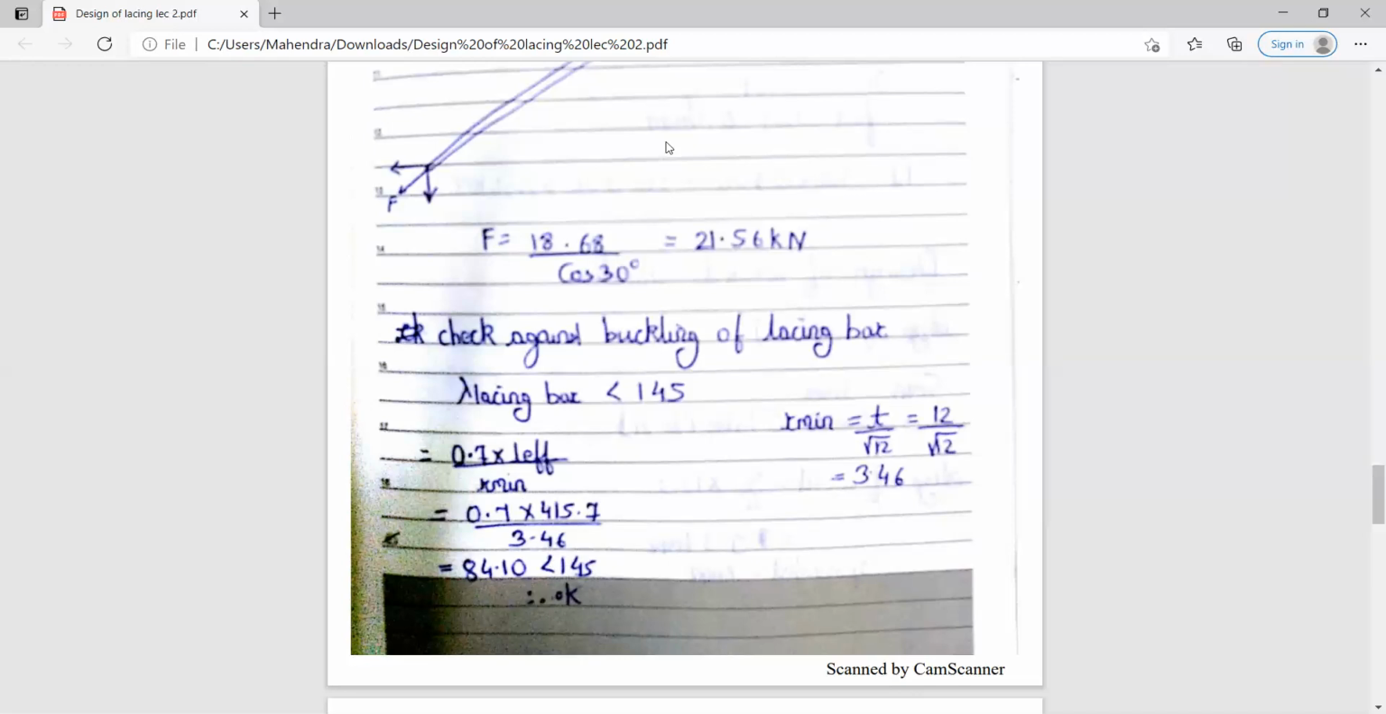Yes, any doubts up till here? Everyone understood the check against buckling for the lacing bar? Should I proceed further? Yes, Judge, Dhara, Mahesh, any doubts? No, ma'am.